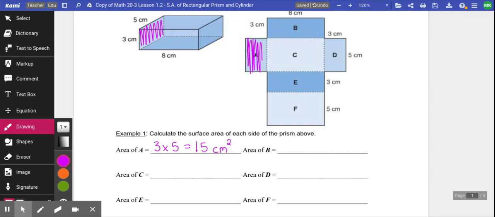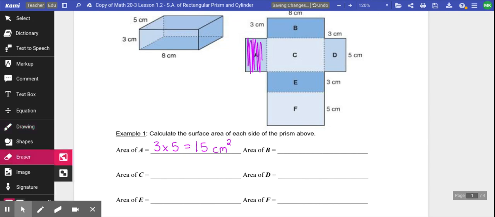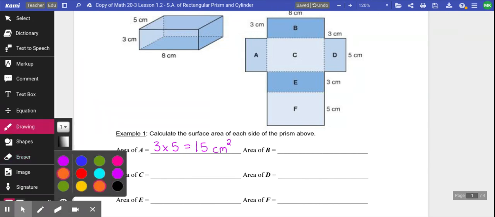We're going to do every single side. That's our plan. I'll do side B next. If I look at side B, 3 times 8, and it's even labeled still on the side there. I'm going to color it. It's that back side over here. The length of that is 8 times the height of that back side, which is 3, would be 3 times 8, which is 24 centimeters squared.